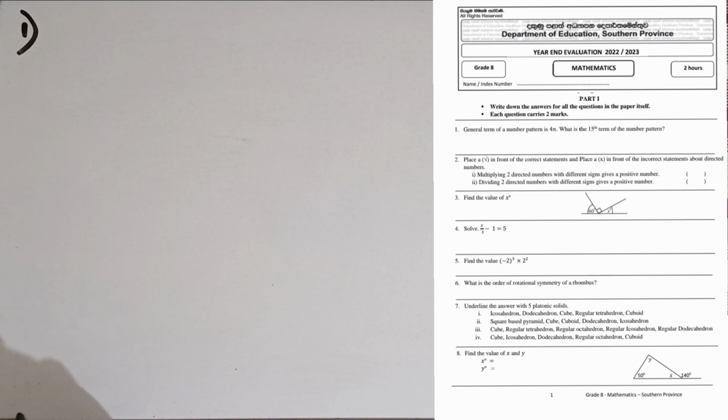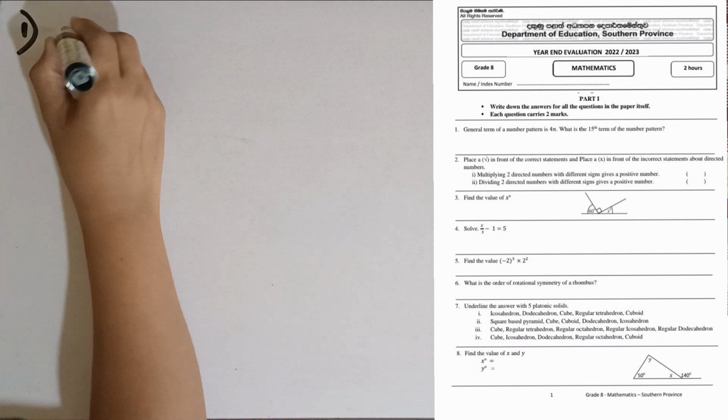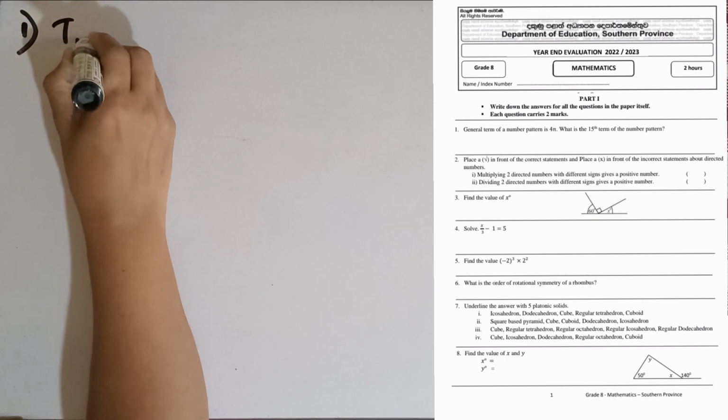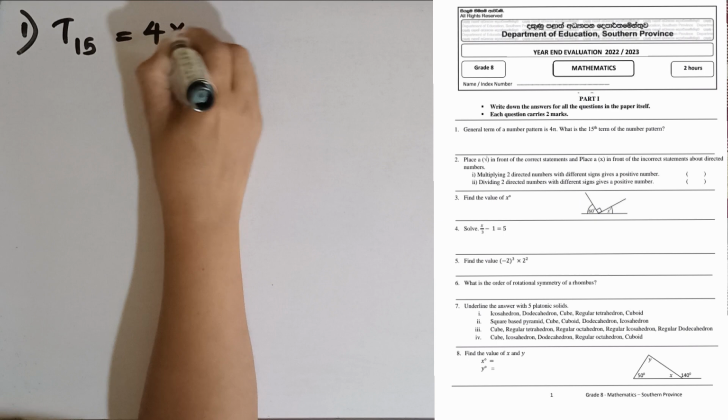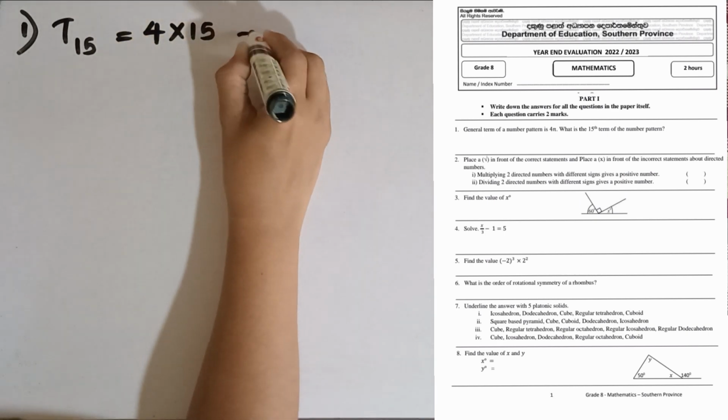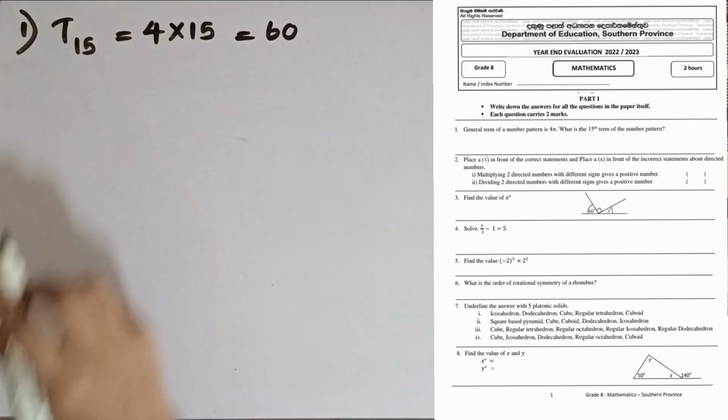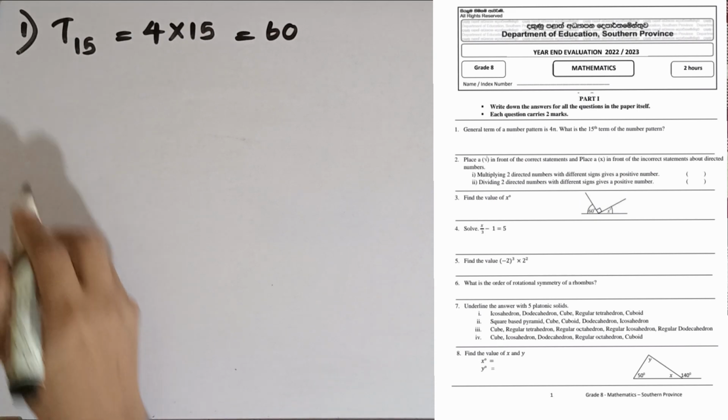First question, general term of a number pattern is 4n. What is the 15th term of the number pattern? By the general term, we can find any term by substituting for n here. So to find the 15th term, we have to substitute 15 for n in 4n. 4 multiplied by 15, 60. The value of the 15th term is 60.